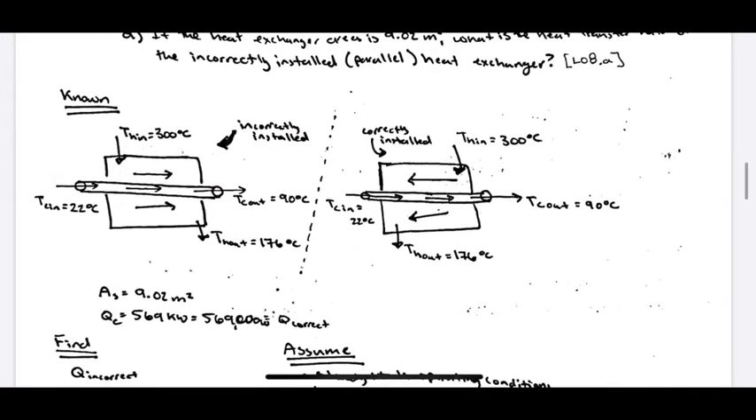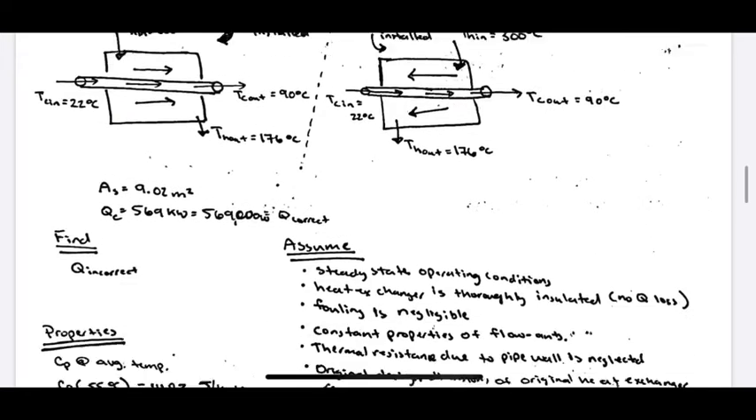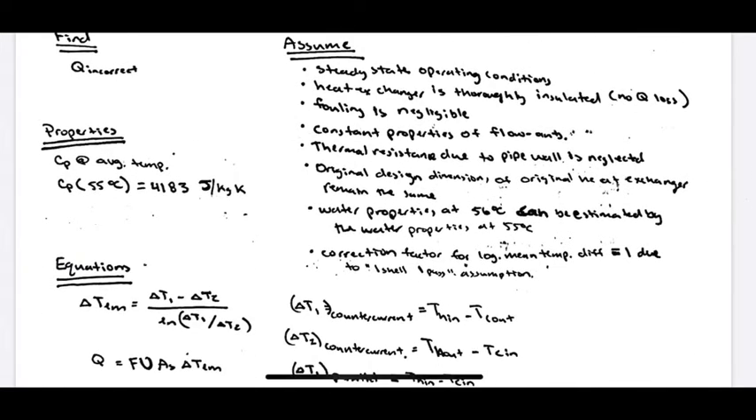After a diagram is drawn and labeled from the given problem statement, several assumptions were made, such as steady-state operating conditions, that the heat exchanger is thoroughly insulated, which means no heat loss, fouling is negligible, as it is a one-shell, one-tube pass, constant properties of flow rates, thermal resistance due to pipe wall is neglected, which means no fouling, original design dimension of the original heat exchanger, the countercurrent one, remains the same, water properties at 56 degrees can essentially be reflected by the water properties at 55 degrees Celsius due to the 1 degree Celsius change, and a correction factor for log mean temperature difference is equal to 1 due to the one shell, one pass assumption.